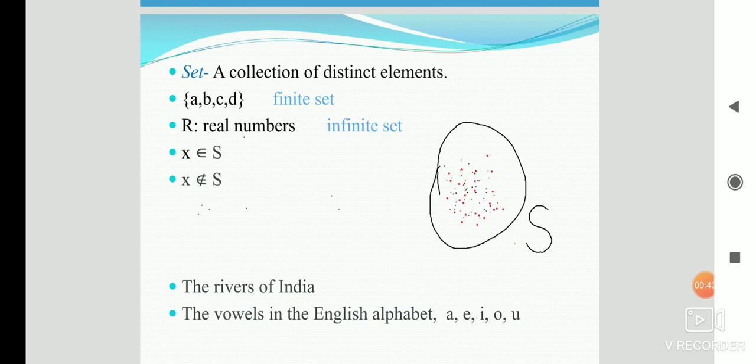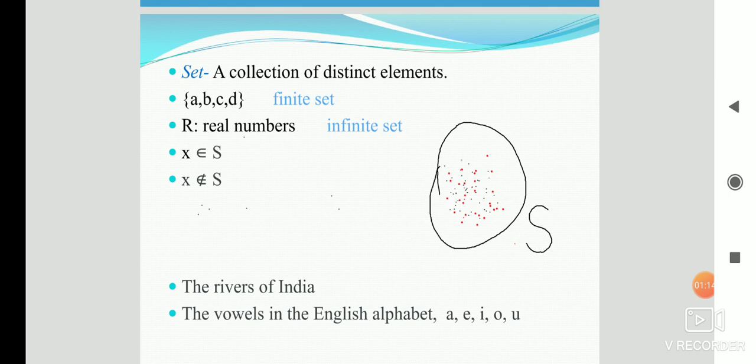Some examples of sets: you can see here an example where the set contains four letters A, B, C, D. So this is a finite set because it has a finite number of elements. Let's see the second example. R is denoted as the set of real numbers. So it is an infinite set because there can be an infinite number of real numbers in this set.